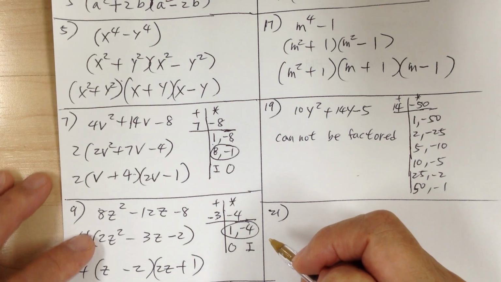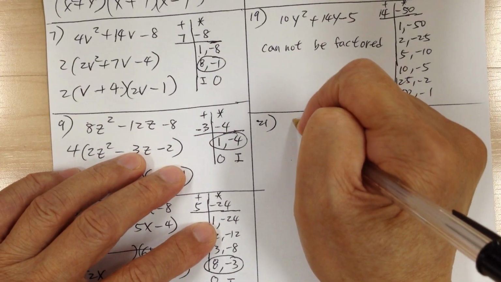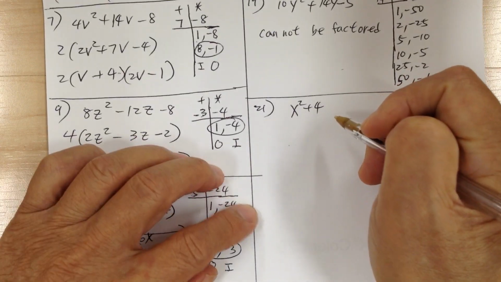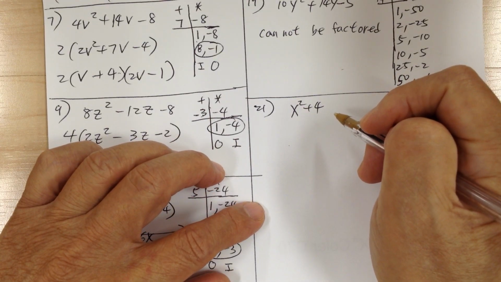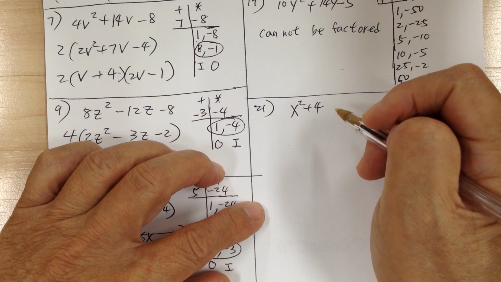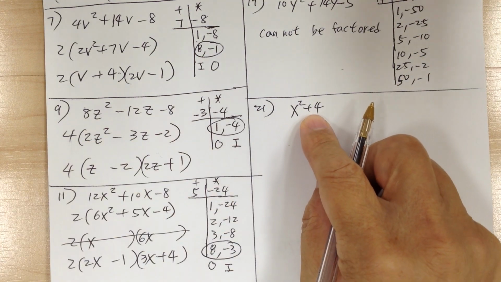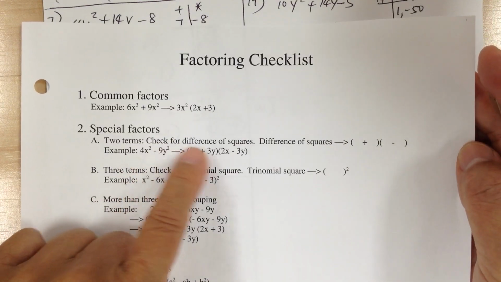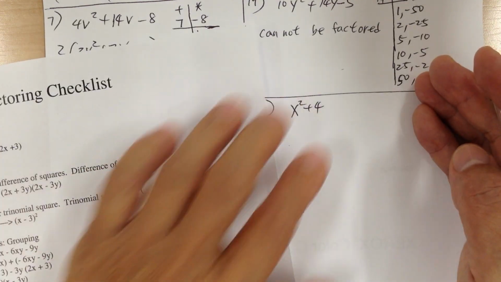Okay, let's go to 21. You've got x squared plus 4. Step 1, common factor, cannot. Then you go to step 2. Cannot, because you have to be careful. Step 2 is a difference of squares. Difference means it has to be a minus. This is a plus, so cannot.